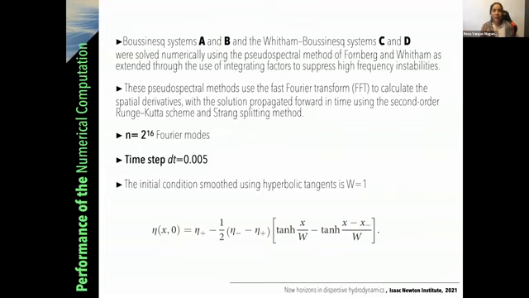These are some details on the performance of the numerical computations. This has been coded as an extension of the code done by Noel Smyth, and we use 2 to the 16 Fourier modes and a short time step. And this was the smoothed initial condition we used in this case, with W equal to 1. I am pointing this out because it will be important later when we model the Euler equations.